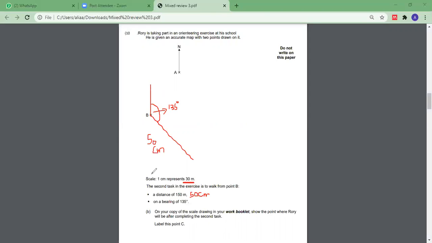And then next, on your copy of the scale drawing in your work booklet, show the point where Rory will be after completing the second task, and label it C. So this point, after I draw it, I will just label it C. Okay, this is my first task. This is my first question. Let's see if he has any other questions.